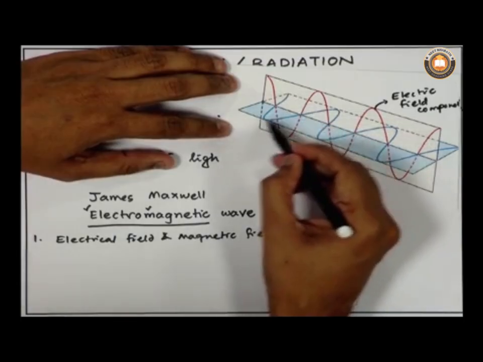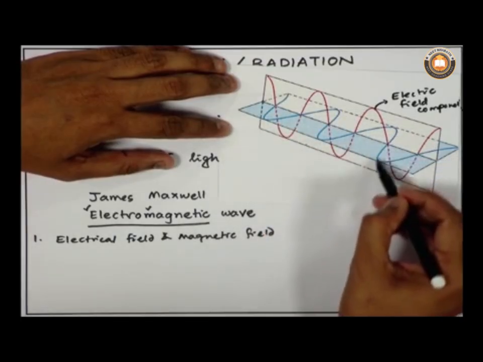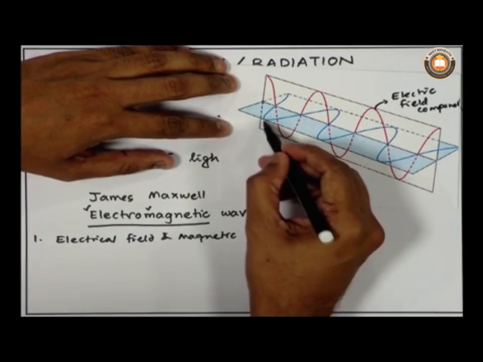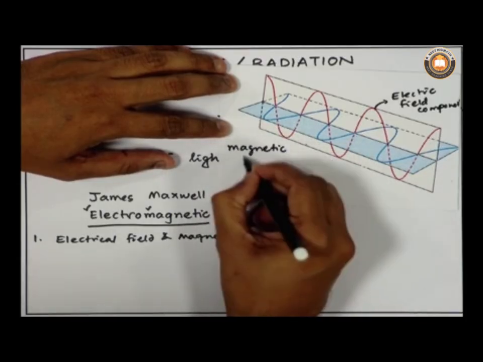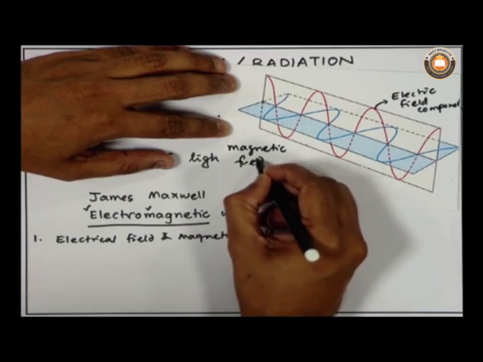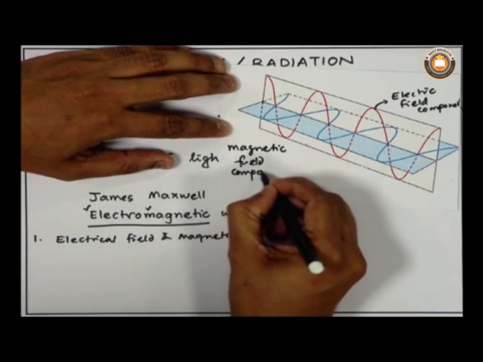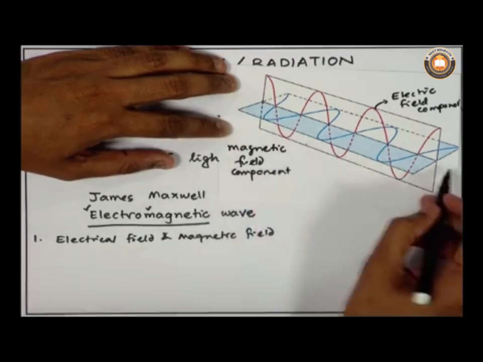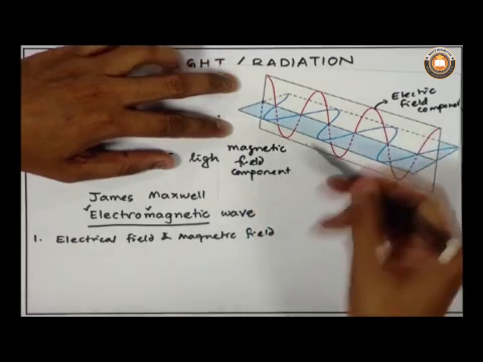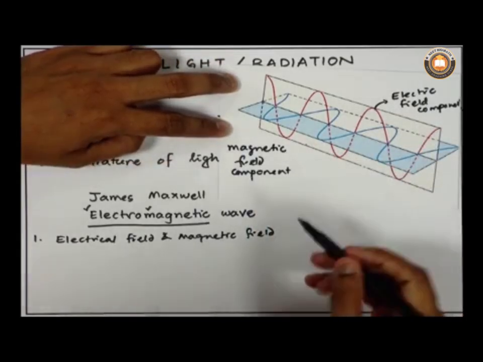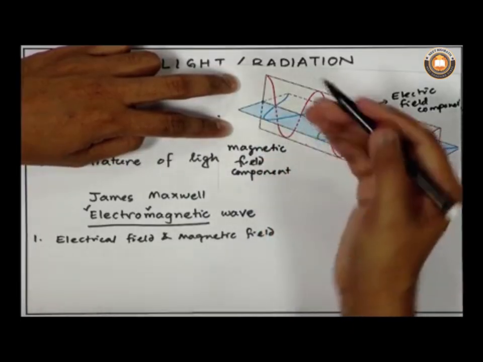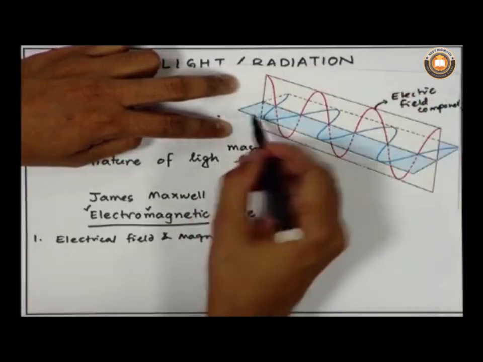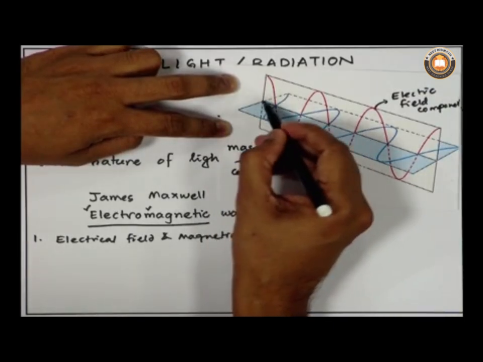And it also has a magnetic field component, which is given as the blue line. So, when light is propagated, it produces an electric field and a magnetic field, but what is interesting is that the electric field and the magnetic field that it produces are orthogonal to each other. You can see the three Cartesian axes in this picture.